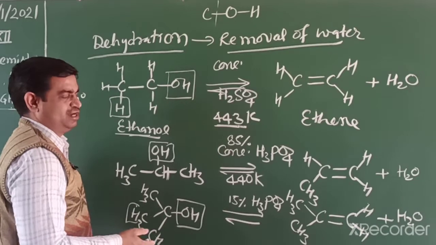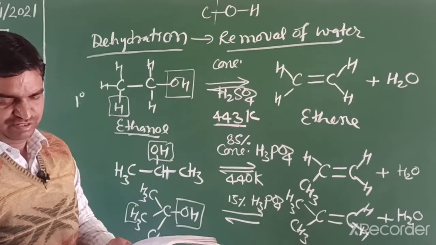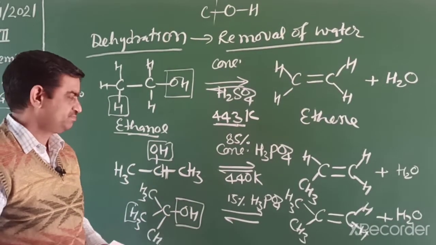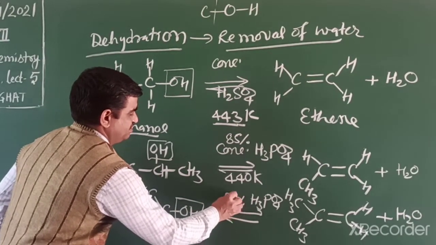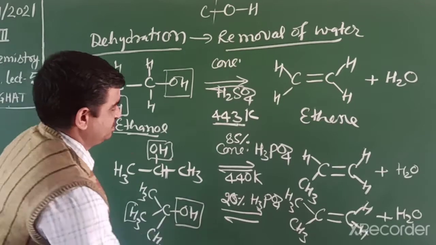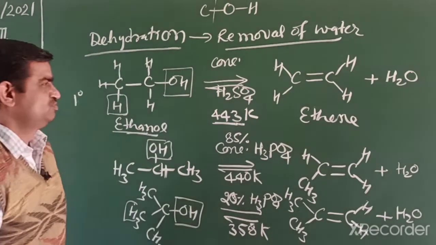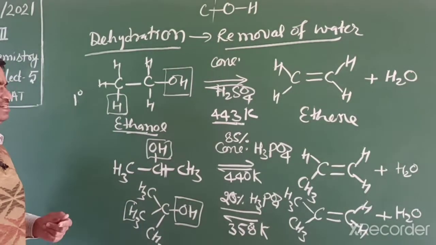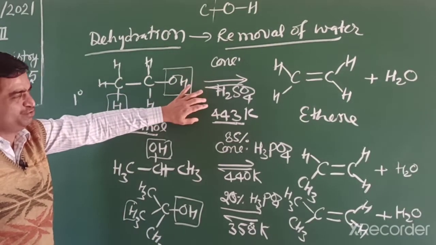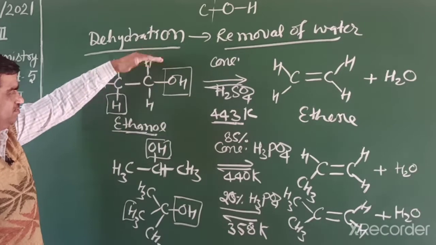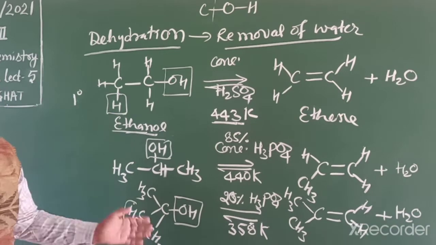Phosphoric acid is used and the temperature is also lower, as given in your NCERT book at page number 331. In this, 15 to 20% phosphoric acid is used and the temperature is given as 358 Kelvin. So what is the reason? This reaction is known as dehydration, when alcohol reacts with concentrated sulfuric acid or phosphoric acid. If the alcohol is primary, it requires more adverse conditions; for secondary and tertiary, the reaction is easier.